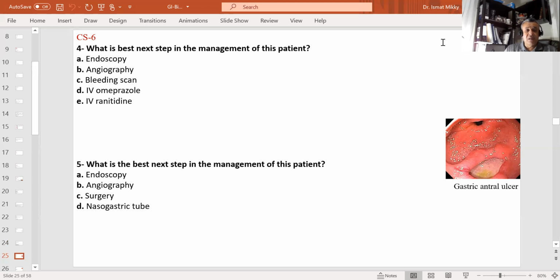Ranitidine doesn't raise the stomach pH above 4. So it's not nearly as useful in upper GI bleeding as the PPI. So the H2 blockers like ranitidine or cimetidine or famotidine do not raise stomach pH adequately.